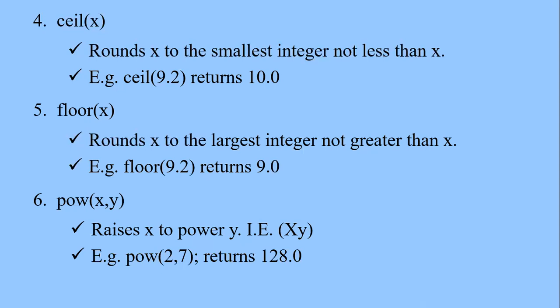In other words, it's like multiplying 2 times 2 times 2 times 2 times 2 times 2 times 2, 7 times. 2 times 2 is 4. 4 times 2 is 8. 8 times 2 is 16. 16 times 2 is 32. 32 times 2 is 64. 64 times 2 is 128. Raising 2, multiplying 2 by itself 7 times. So it is raising 2 to power 7.